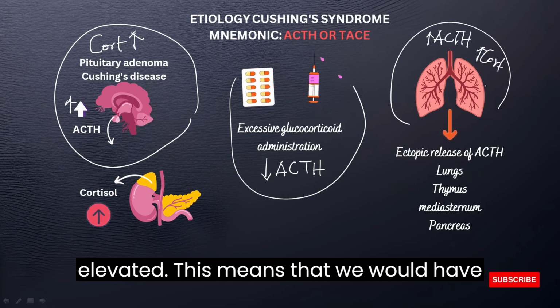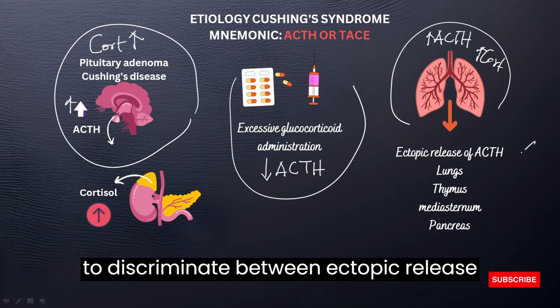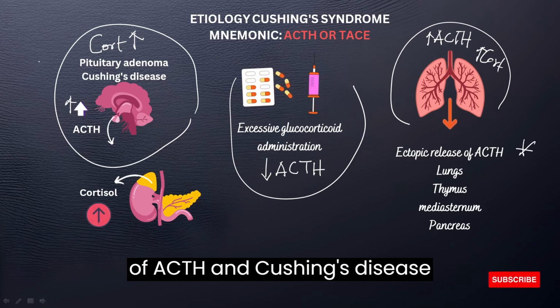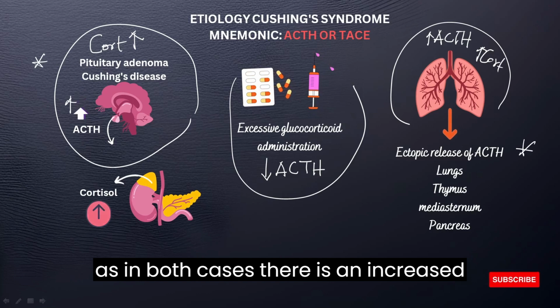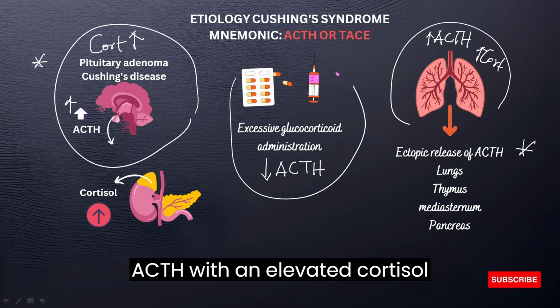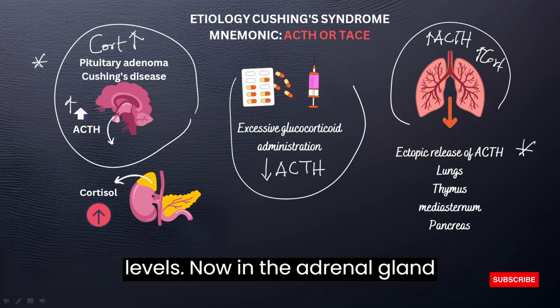This means that we would have to discriminate between ectopic release of ACTH and Cushing's disease, as in both cases, there is an increased ACTH with an elevated cortisol level.